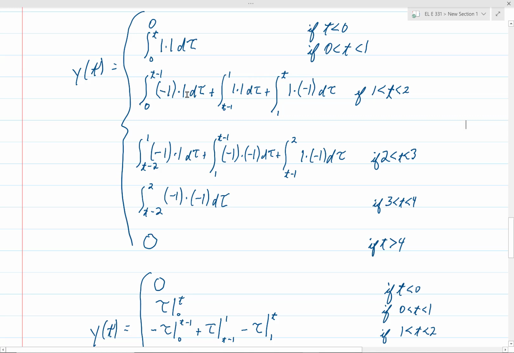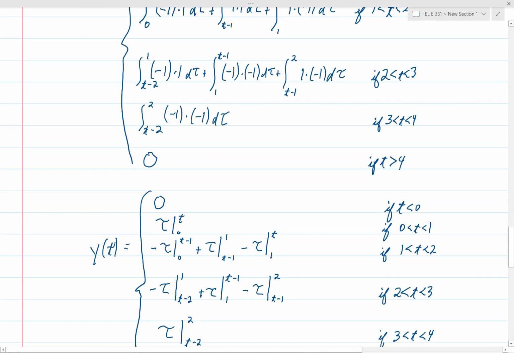So let's see, negative 1 times 1 is negative 1. When we integrate negative 1 d tau, we get negative tau, and the limits are 0 and t minus 1. Then we have 1 times 1, so that's the integral of 1 d tau, so we get tau, and we're integrating from t minus 1 to 1, so you see t minus 1 and 1 there. And then here we're integrating negative 1 d tau, so we get negative tau, and the limits are 1 and t. So we've put 1 and t. And that's valid if t is between 1 and 2, just as we have right here.